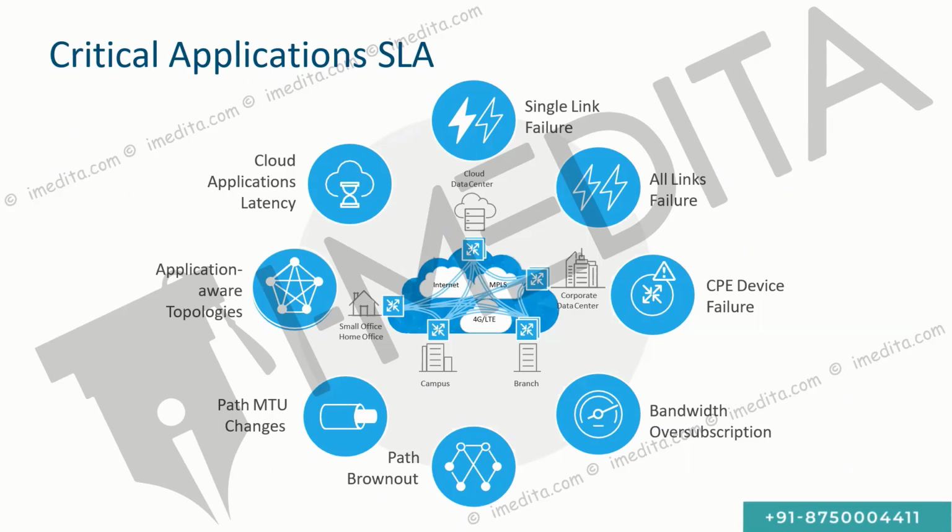So let's say you are running some business critical application in your production environment. The SLA, the service level agreement, has to be met for those business critical applications. How are you going to deal with a single link failure? For example, you are running the applications on some servers, and those servers are connected with the rest of the network with multiple links. How are you going to deal if one of the links goes down?